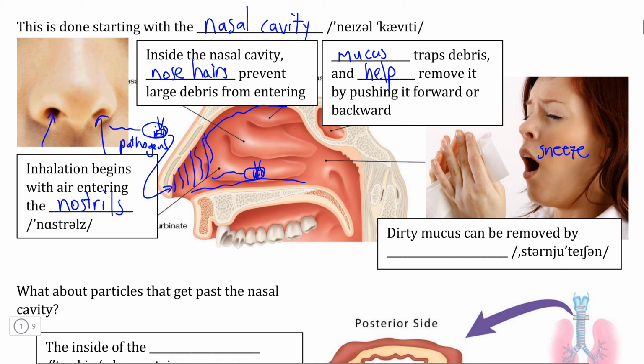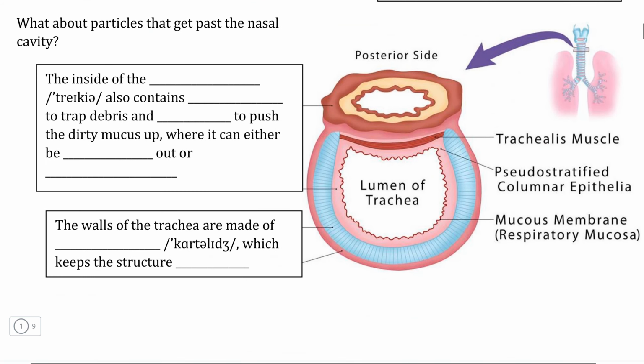Fun fact, the scientific word for the word sneeze is the process of sternutation. So the scientific word for the verb to sneeze is to sternutate. You can use this in English class the next time you want to show off.